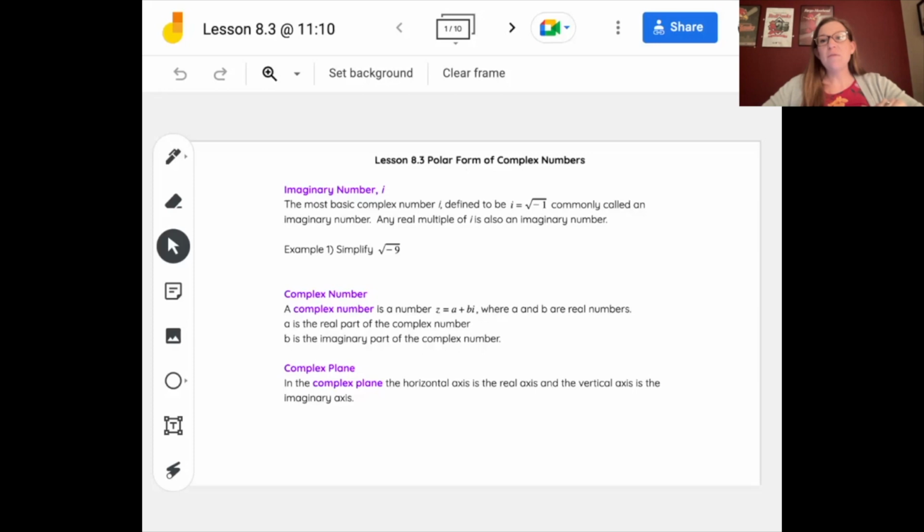Today, we are covering the polar form of complex numbers. Now, complex numbers are not new for you. We used complex numbers in college algebra. You've used them most likely in Algebra 2, maybe even in Geometry. So you've used complex numbers a lot.